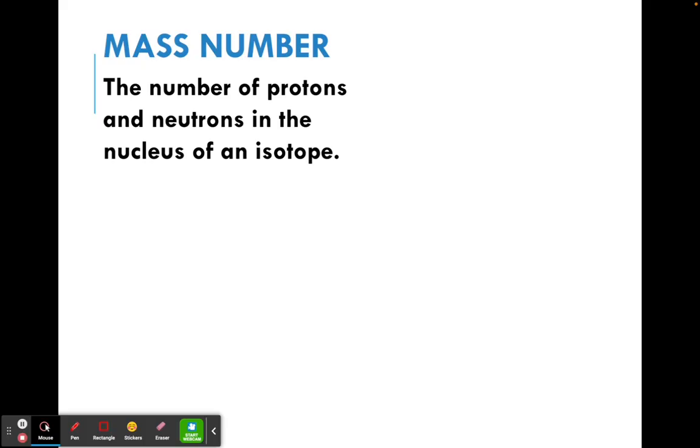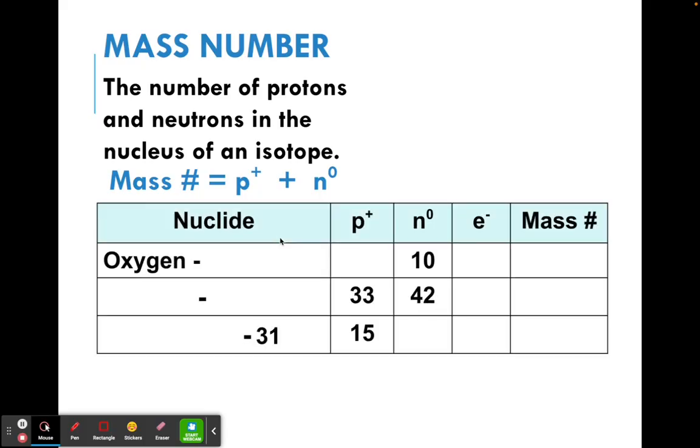The mass number is similar and related to the atomic mass number, but the mass number is for a particular isotope. So this is a whole number, right? When you're talking about a particular isotope of an element, you're talking about a particular atom, and atoms have whole numbers of particles. They don't have half particles or fractional particles. So your mass number is going to be a whole number, and it is the number of protons plus the number of neutrons in the nucleus of a particular atom or isotope. So the mass number is equal to the positive protons plus the neutral neutrons. That number is always going to be a whole number.